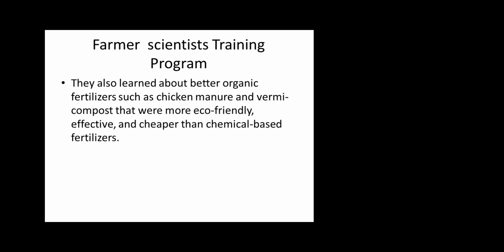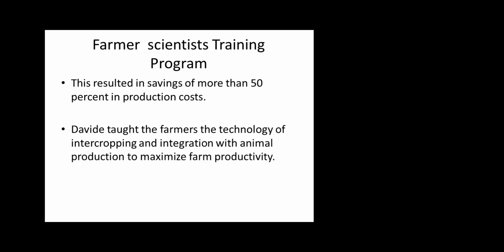So that is, he made scientist farmers, and in the end, he said that it may make them rich. And if farmers are rich, then the number of poor people in the Philippines will become fewer. So the Farmer Scientist Training Program resulted in savings of more than 50% in production costs. Davide taught the farmers the technology of intercropping and integration with animal production. So while you are rice farming, you also raise goats, sheep or lambs, and cows to maximize farm productivity. We call it integrated farming.